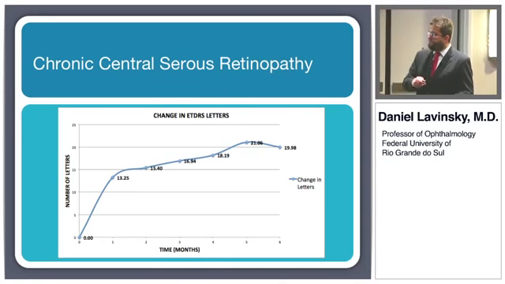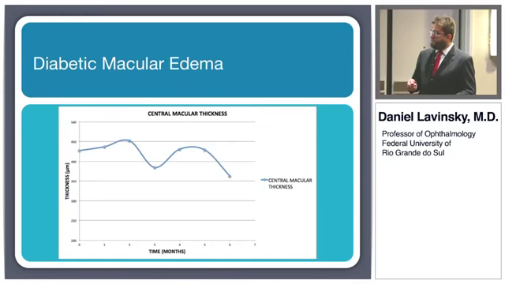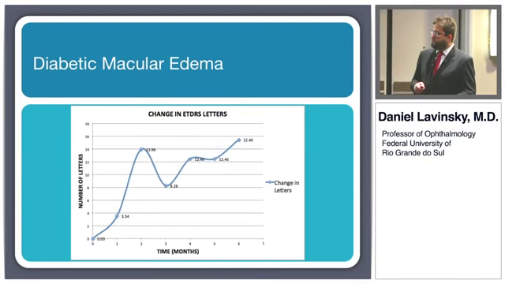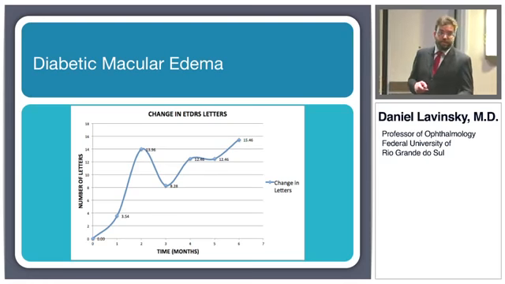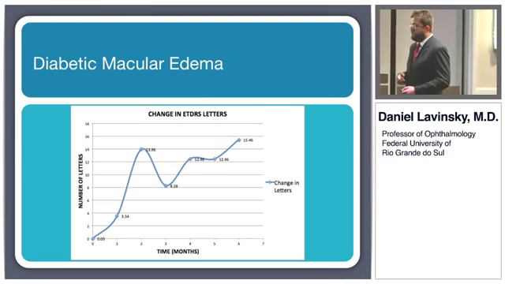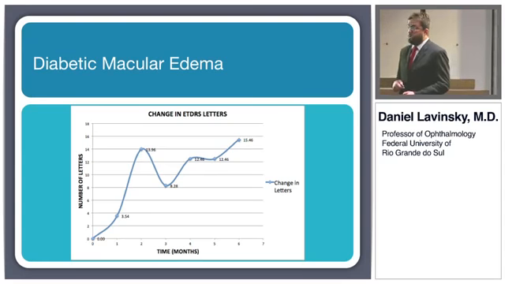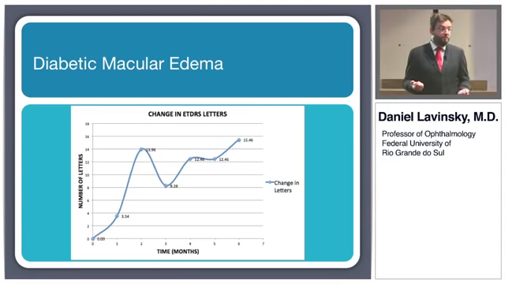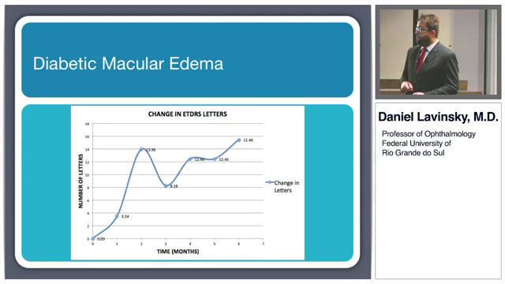And for DME, we also see a decrease in the central macular thickness, and most importantly, an increase in terms of letters of vision. But again, this is preliminary data, only 6 months. We should continue following these results over time, and then probably write the report, the paper.